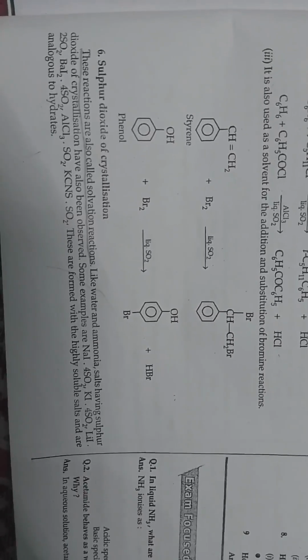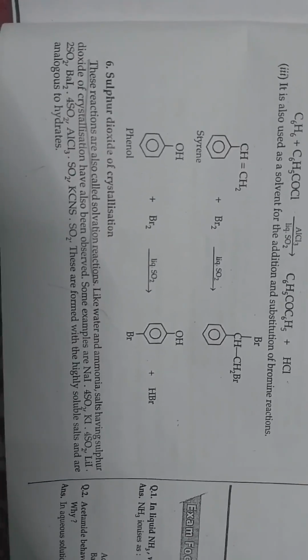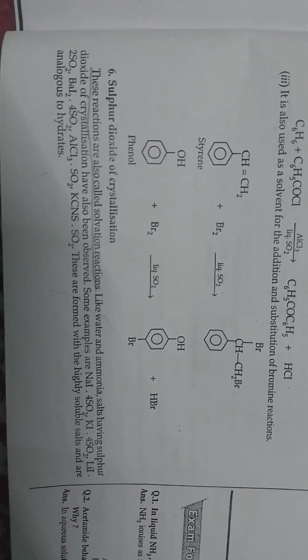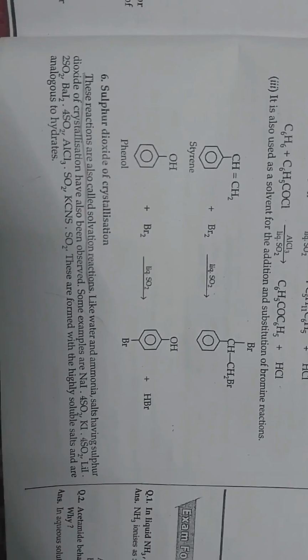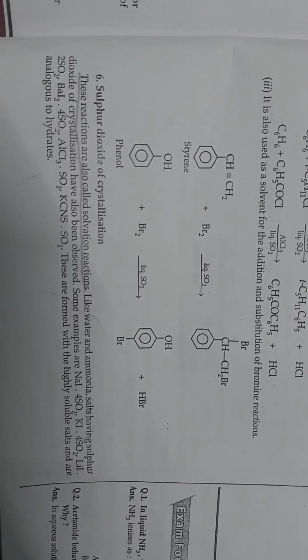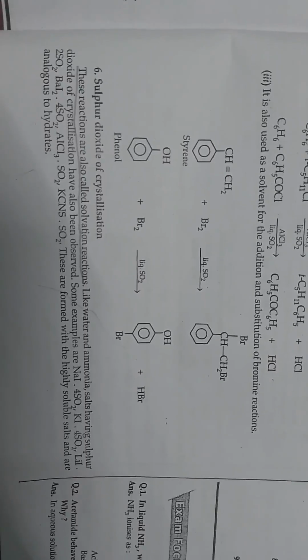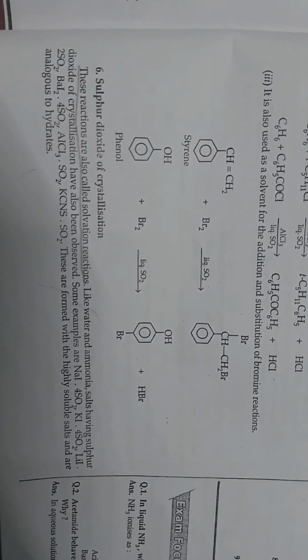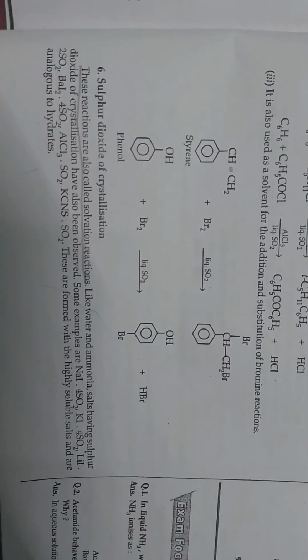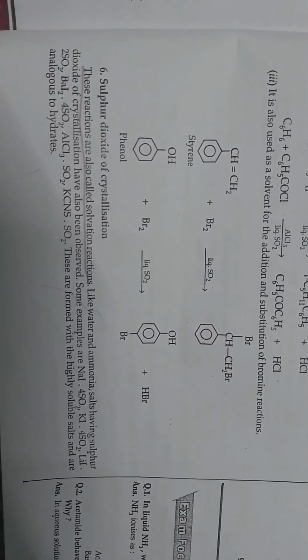Number 6, sulfur dioxide of crystallization. These reactions are also called solvation reactions. Like water and ammonia of crystallization, salts having sulfur dioxide of crystallization have also been observed. Some examples are NaI.4SO2, KI.4SO2, LiI.4SO2, BaI2.4SO2, AlCl3.2SO2, KCNS.SO2. These are found with the highly soluble salts and are analogous to hydrates.